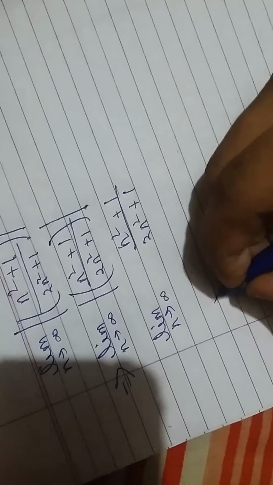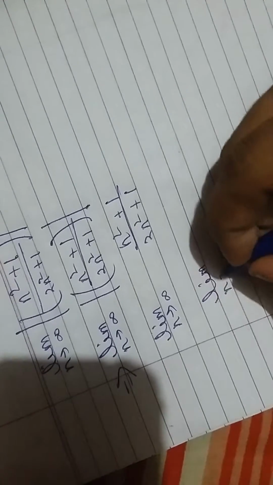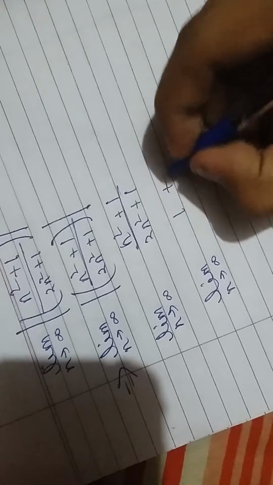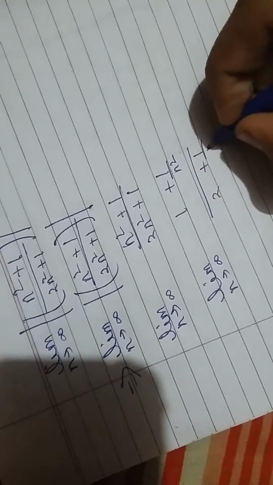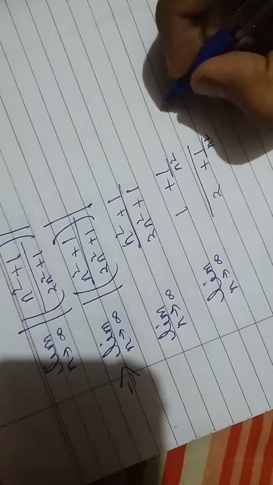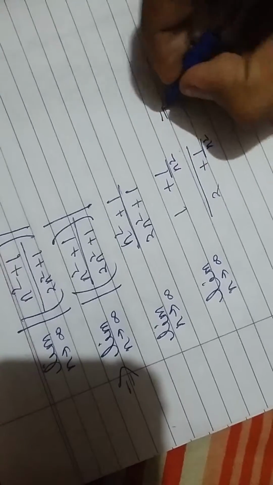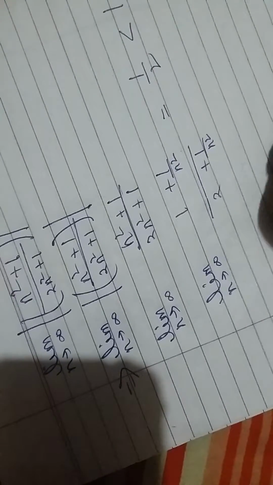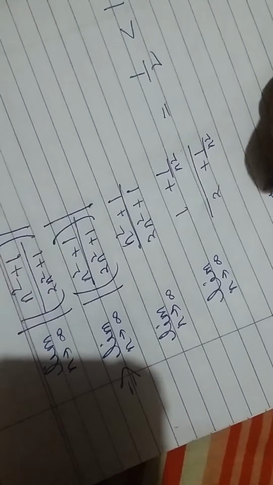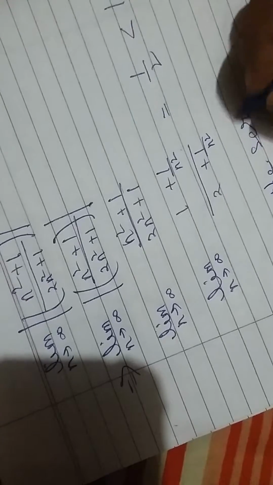Now divide n square in the numerator and denominator, and put the value of n tends to infinity. We get 1 by 2, which is less than 1. So the series converges.